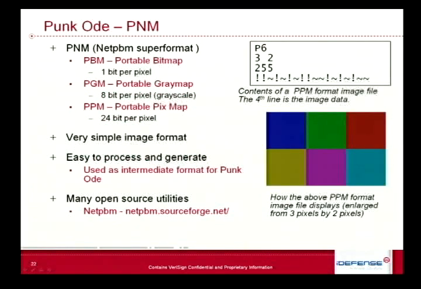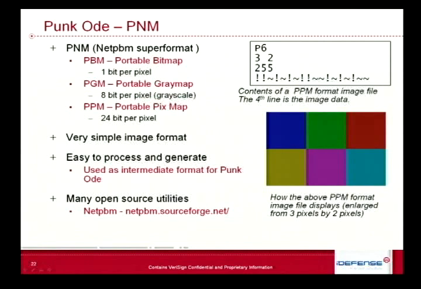The netpbm super format, or PNM, is a group of file formats which are used for storing images. On the right, up the top, is the actual contents of an image file. It's a really simple format. The top is the type of file it is. Then the next 2 values are the width and the height. Then it's the maximum value in it. And after that comes the raw data.